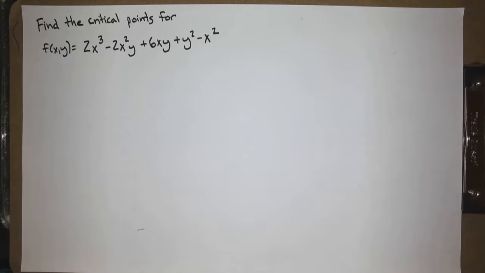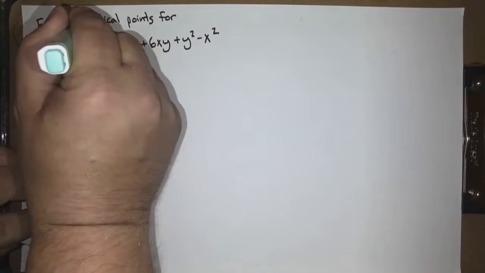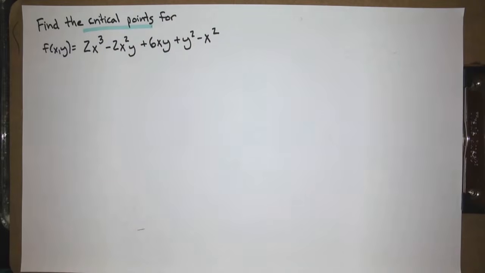Find the critical points for the function f of x,y equals 2x cubed minus 2x squared y plus 6xy plus y squared minus x squared. Okay, so we see critical points. We also see this as a nice function. We're not going to worry about the gradient being undefined. Is there any boundary involved in this problem? No. That's next time. But for now, there's no boundary.